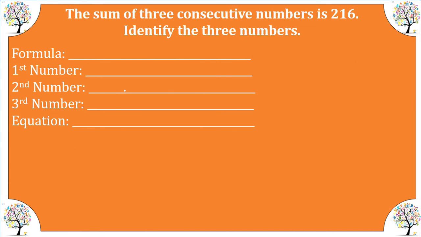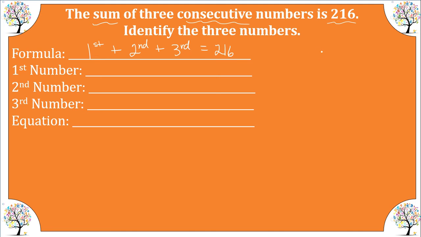Okay, let's take a look at another type. It says the sum of 3 consecutive numbers is 216. So consecutive means one after the other. So we're going to have a first number plus a second number plus a third number, and their sum is 216.